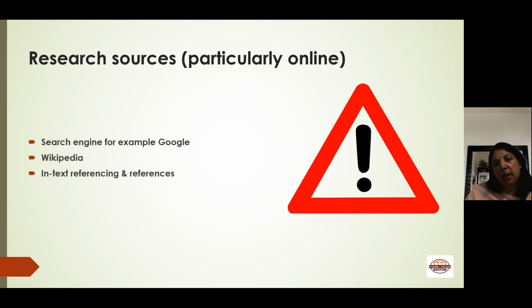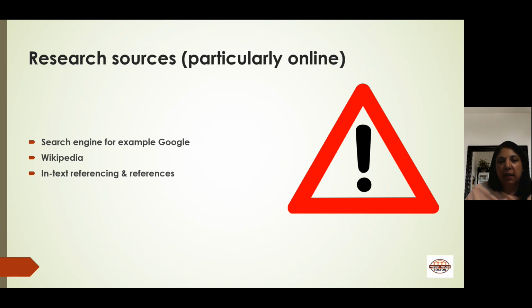And just to highlight one point on Wikipedia: if you need to use a resource from there, you need to check the source that it's extracted from, whether it's credible or not, before actually using it.